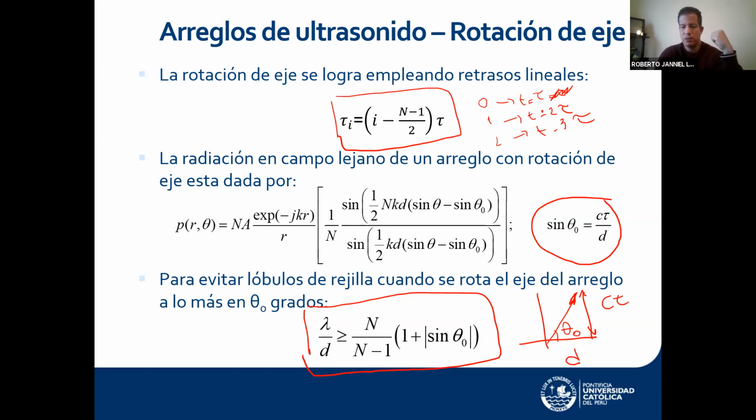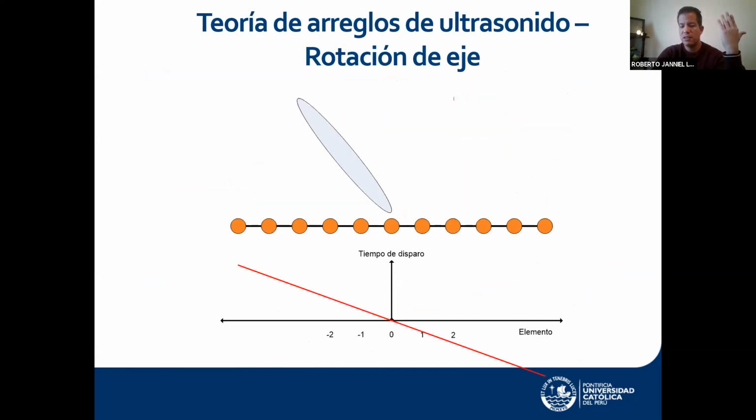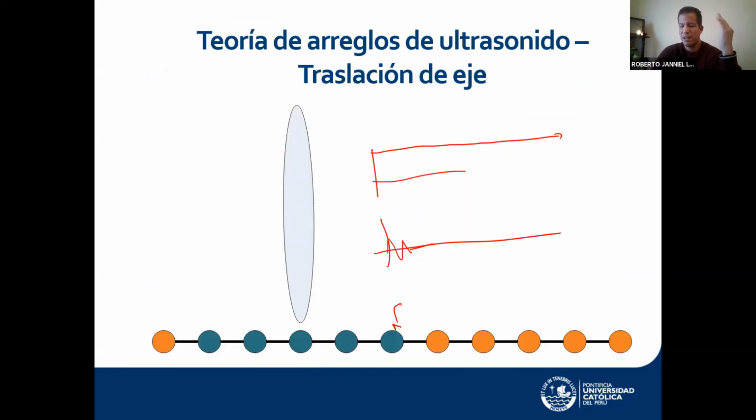So this is basically saying that you're going to send pulses, but the time at which you fire the elements, the time at which you send the pulse that excites each one of the elements, is going to be different when you rotate. In this case, it's going to be the same time. All of them are at the same time. It's just that you decide which ones are going to transmit and which ones are not.